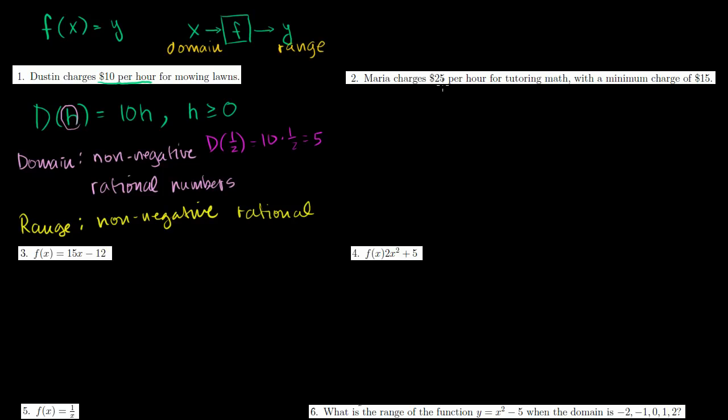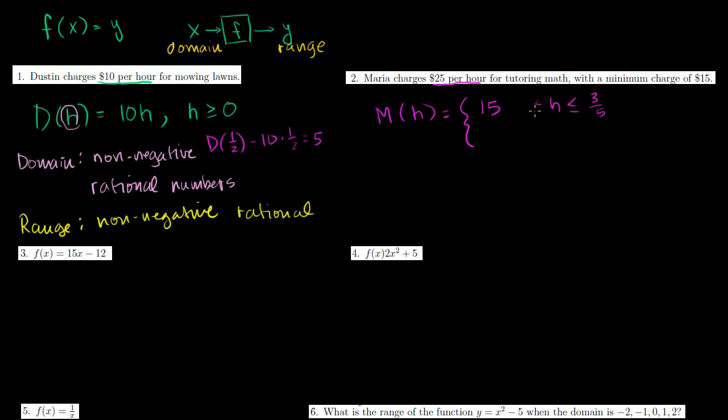Maria charges $25 per hour for tutoring math with a minimum charge of $15. So Maria charges as a function of hours. She's going to charge $15 if you don't get enough hours in. So at $25 per hour, in order to make $15, you've got to work 15/25ths, so that's 3/5 of an hour.